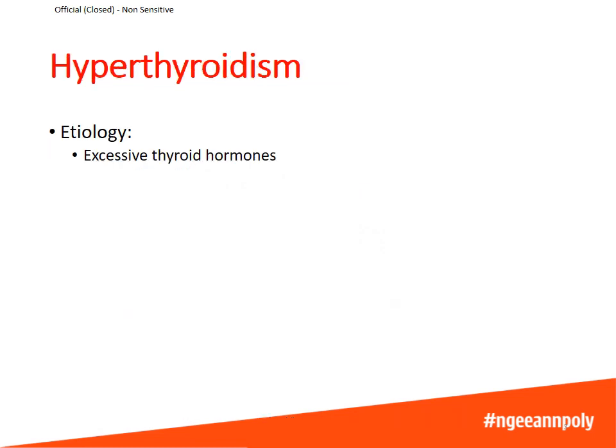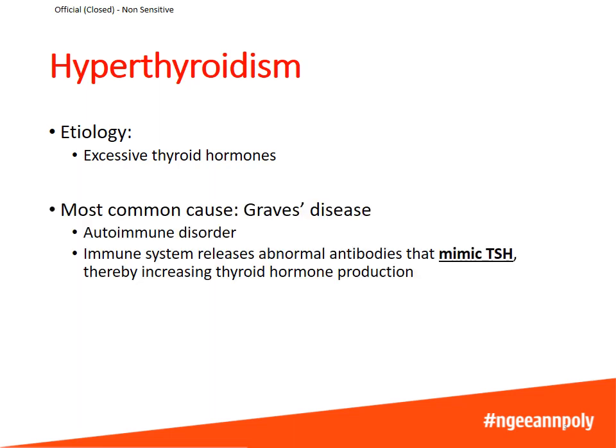When excessive thyroid hormones are produced, this is known as hyperthyroidism. The most common cause of hyperthyroidism is Graves' disease. Graves' disease is an autoimmune disorder where the immune system releases abnormal antibodies. These abnormal antibodies mimic TSH and stimulate the thyroid gland to produce excessive thyroid hormone.